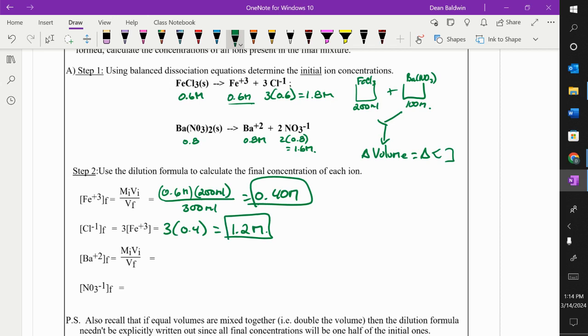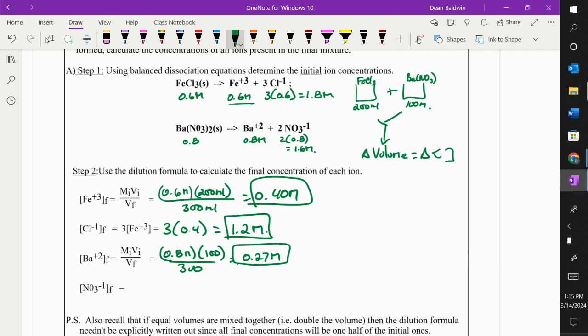All right, the barium, it's the same thing, except the initial concentration is 0.8. The initial volume is 100. The final volume is 300. And that gives me 0.27 molar.